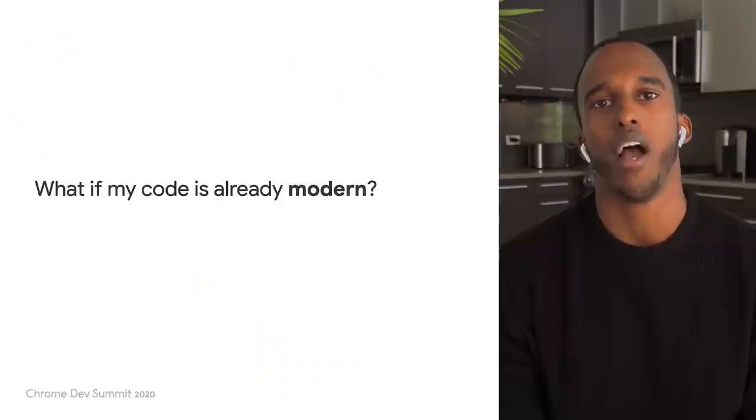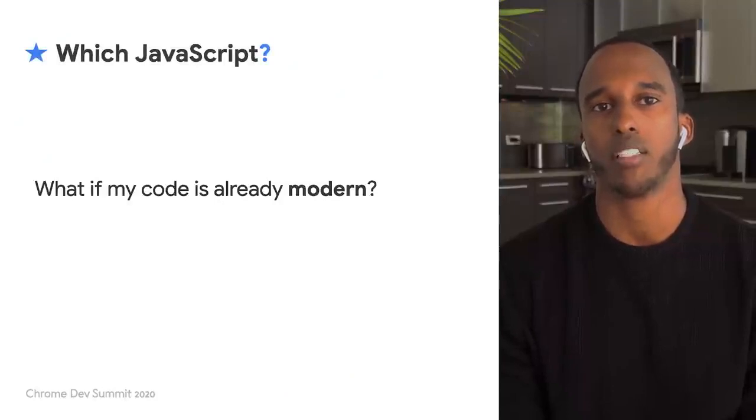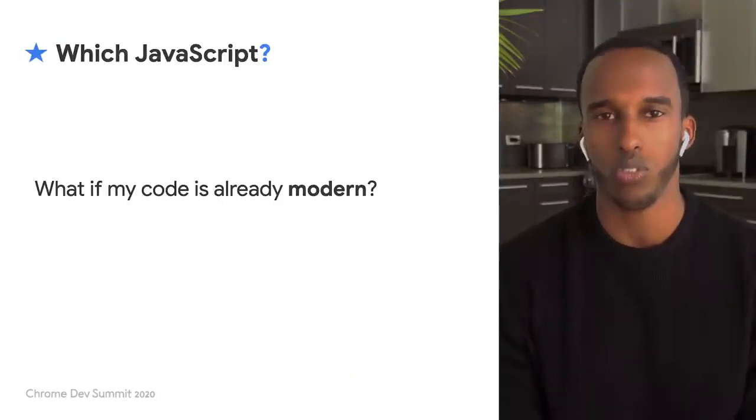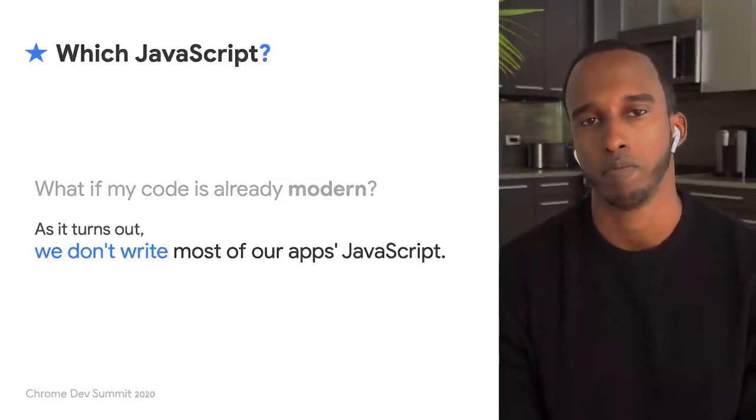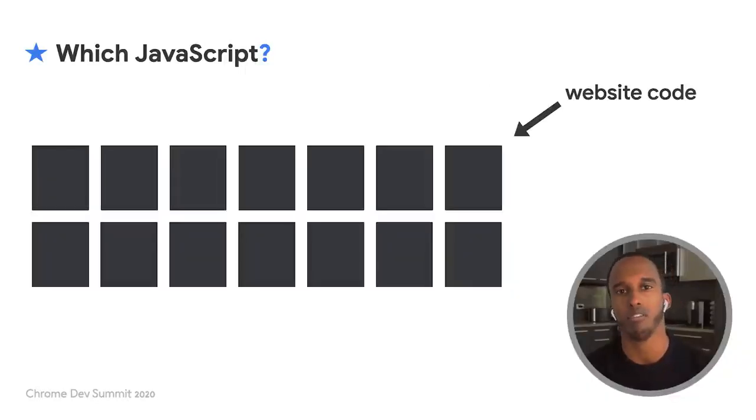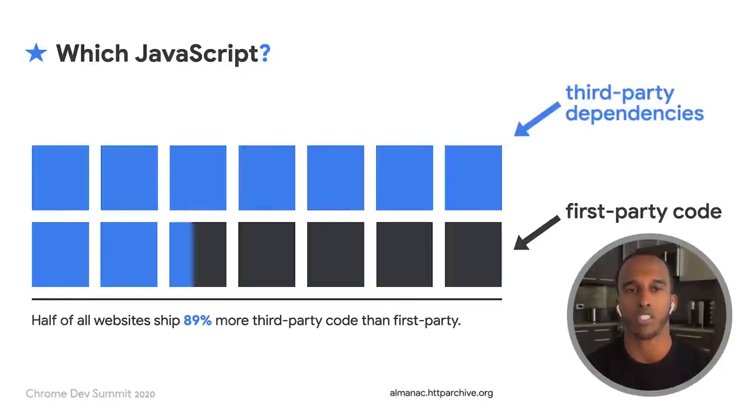Well, you can think that you can change all the code in your application, but if we actually take a step back and look at what makes up our website code, we'll find that the majority of our code base comes from third-party dependencies. Data from HTTP Archive shows that half of all websites ship almost 90% more third-party code than first-party. Right, so I did some really rough napkin calculations, which is always dangerous.